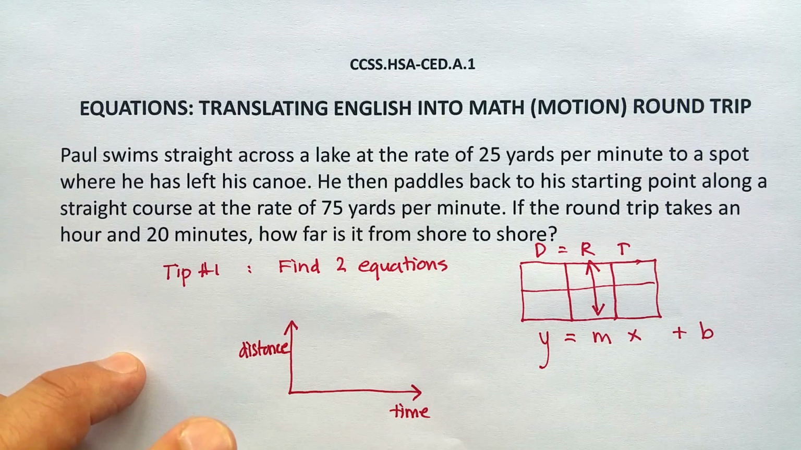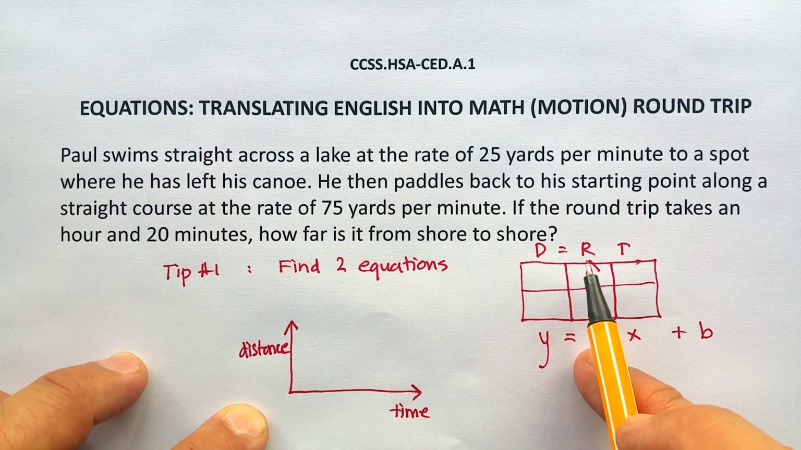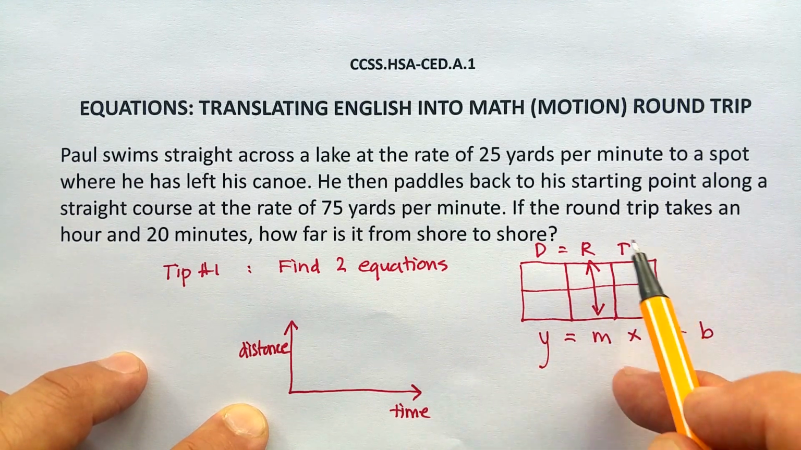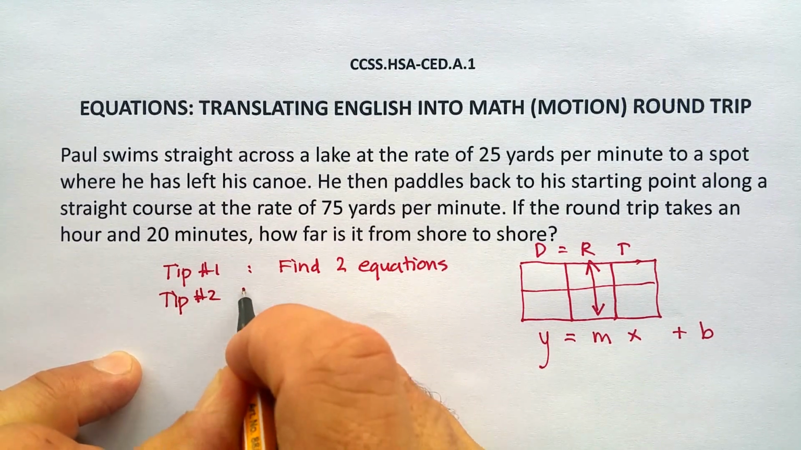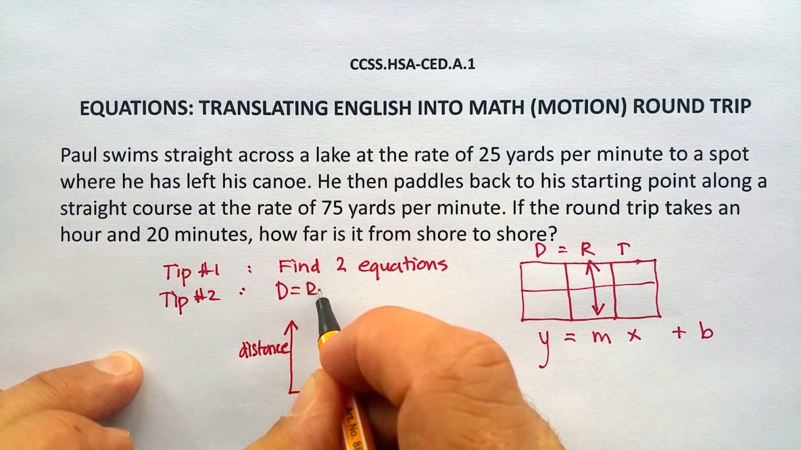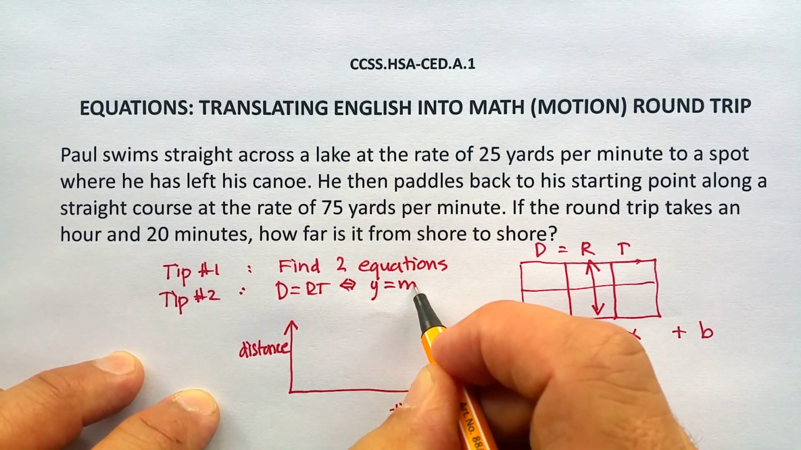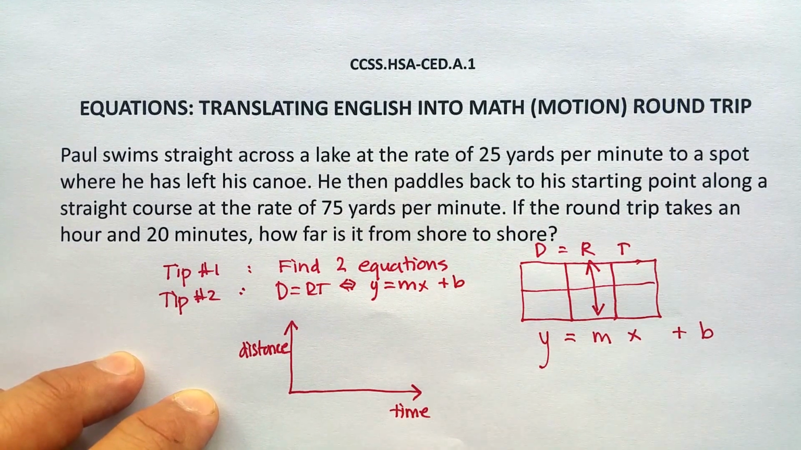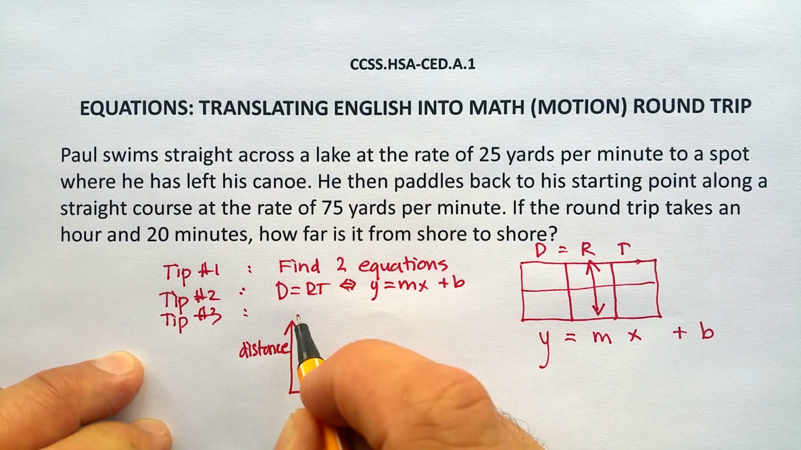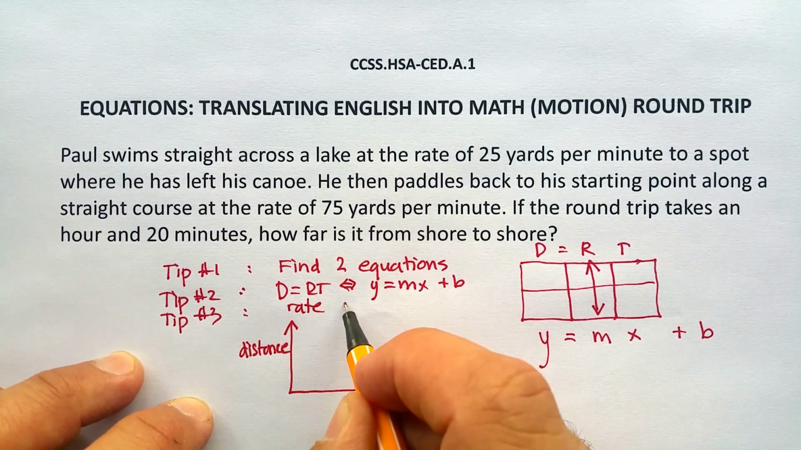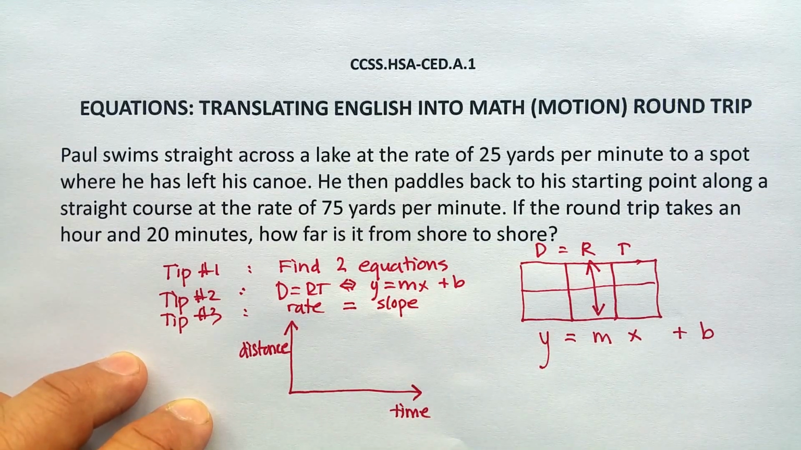Okay, so I hope that was helpful. Just remember, create two equations, put it into the distance is equal to rate times time, and recognize that, that's tip number two, that d is equal to rt is the same as y is equal to mx plus b. And remember tip number three, that rate is the same thing as the slope. Okay, I hope that was helpful.